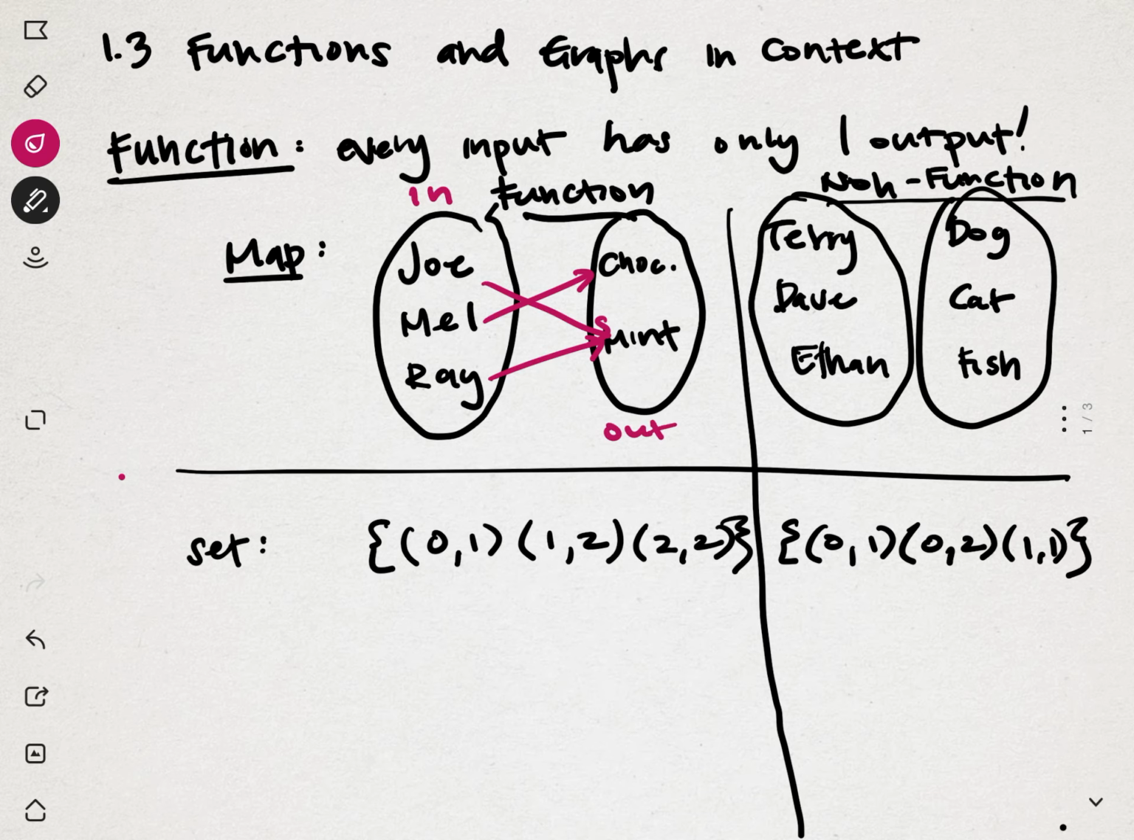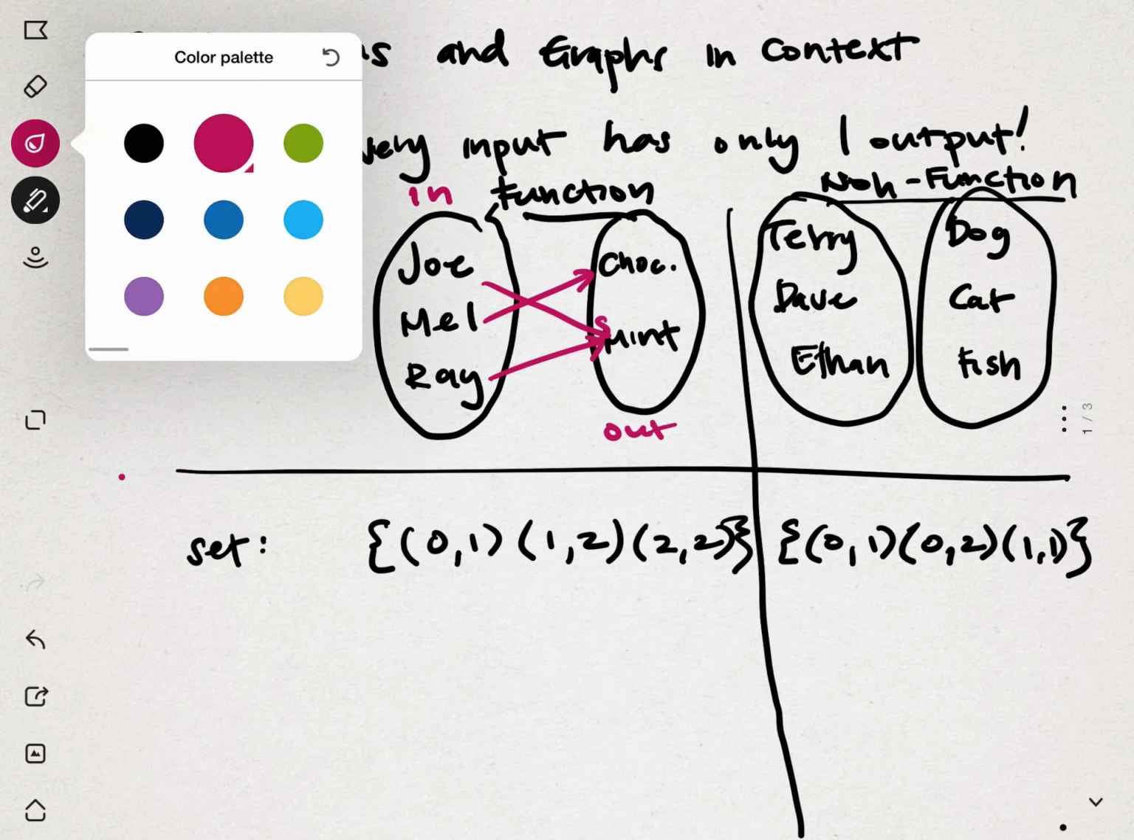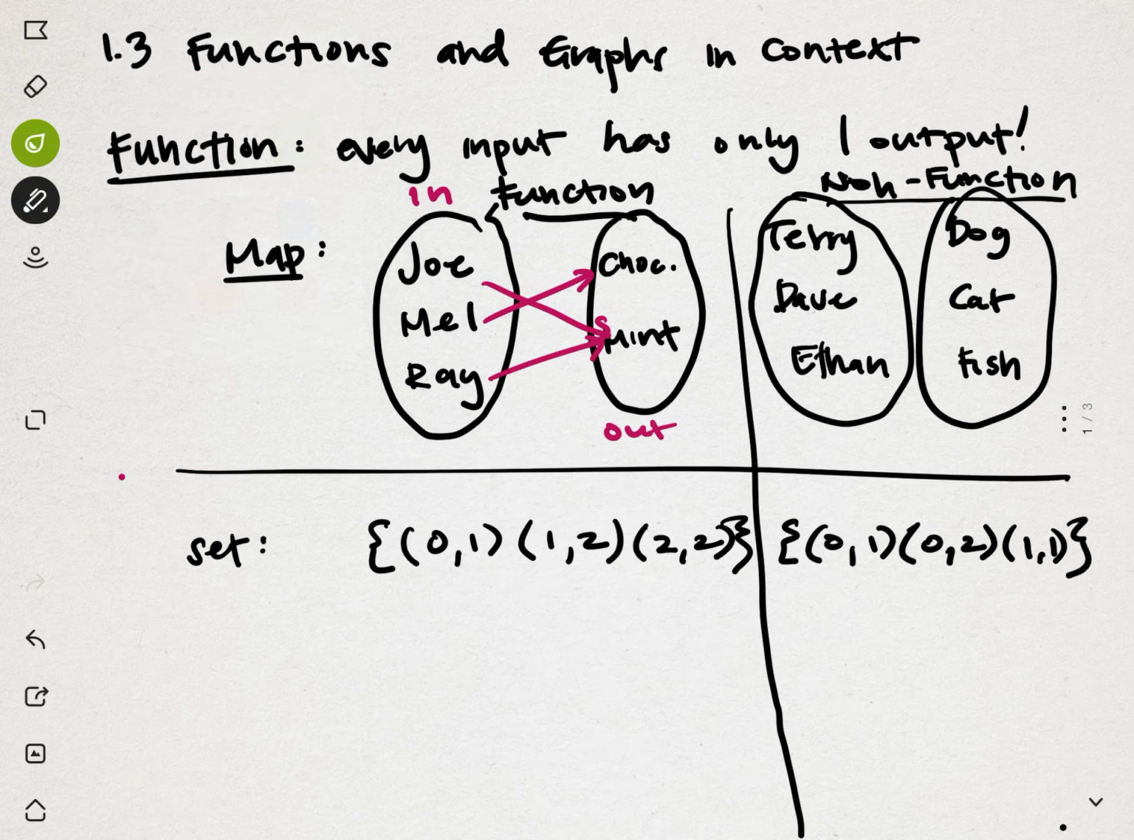All right, so let's look at what a non-function might be. On the next relation, we have Terry, Dave, and Ethan, and then we have what kind of pets they have at home. So we have dogs, cats, and fish. Let's say Terry has a dog. Let's say Dave has a cat, but also a fish. And then Ethan has a dog. This is a non-function because notice Dave has two pets. He has a cat and a fish, so he doesn't only have one output. So this is a non-function.